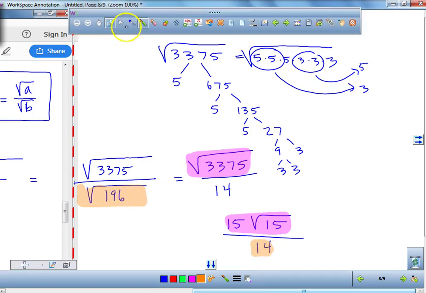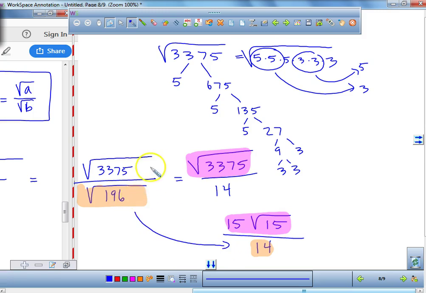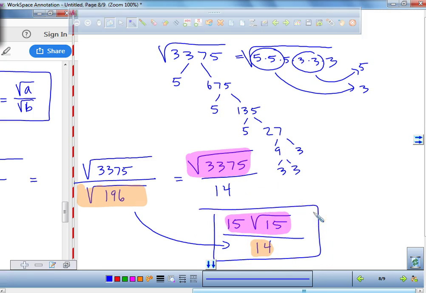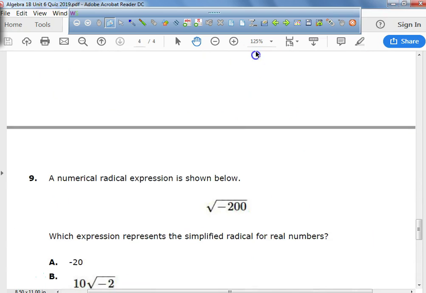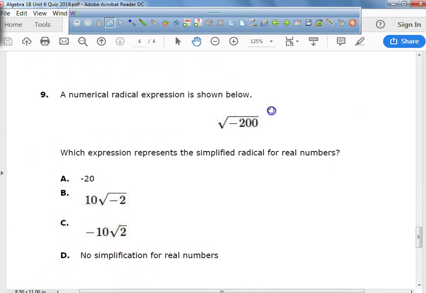So this was, would you agree, the easy part right here? That was easy, okay? This one was the more difficult one. This is your answer: 5 radical 15 over 14. Which is answer choice H. Okay? All right, do not quit. We have 2 more minutes. We can do 2 problems in 2 minutes. All right? By the way, it says, write an expression that represents a simplified radical form.